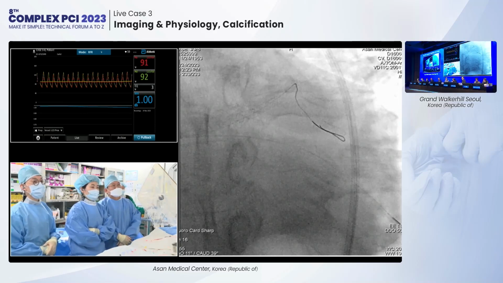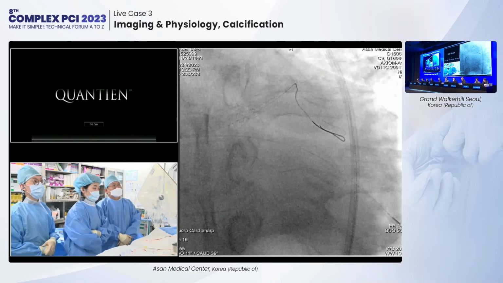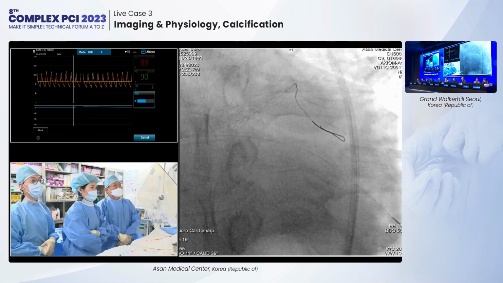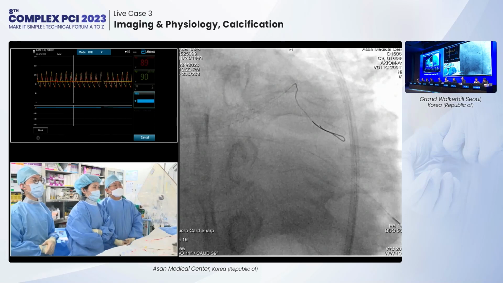So do you look at the FFR and RFR together, or just focus on FFR? I'd rather prefer FFR, because this is a relatively short lesion, so the RFR may underestimate the lesion severity, but here the RFR is almost 1.